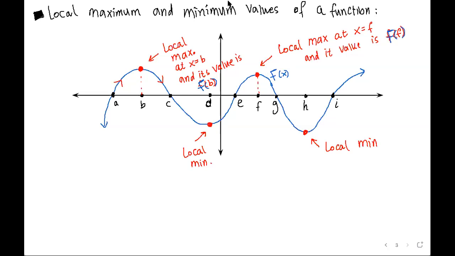Okay. Same thing for local minimum. Local minimum at x equal h, and its value is capital F of h. Here the same thing at x equal d, and this value is capital F of d. Okay, any question? How to find the local maximum and local minimum?